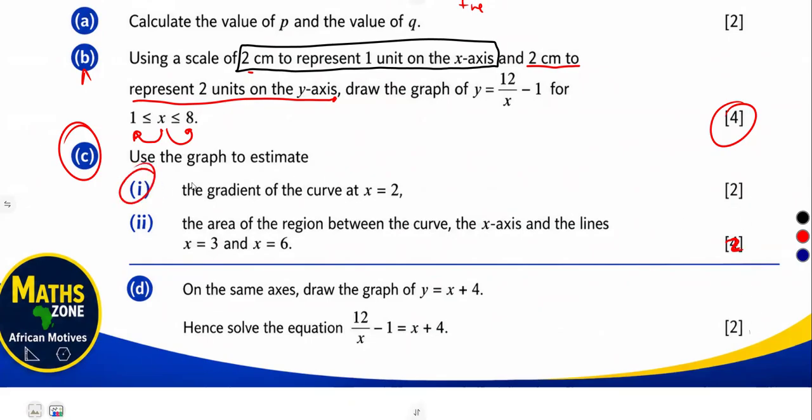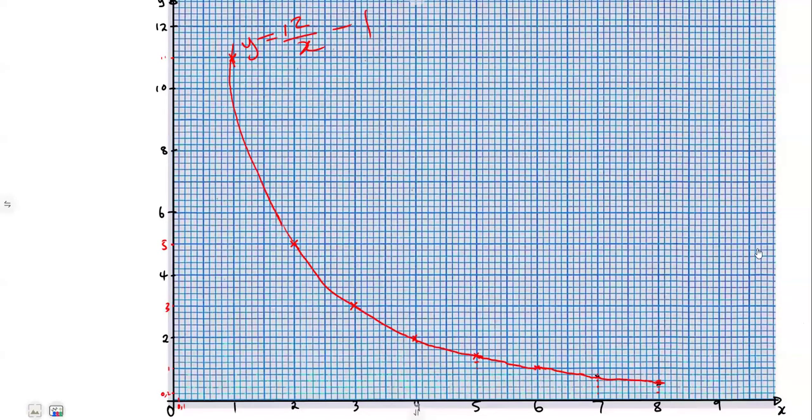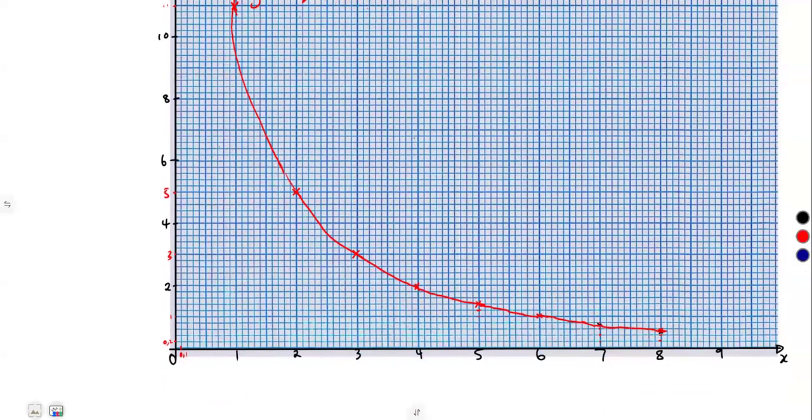Anyways. We need the gradient of the curve where x is what? Where x is 2. So where x is equal to 2, that's our point of what? Tangent. Where x is 2. That's your point of tangent. So you must indicate that on the graph and your tangent must be drawn from that point. So that is it, where x is 2 to the graph. This is the point where y is what? 5.